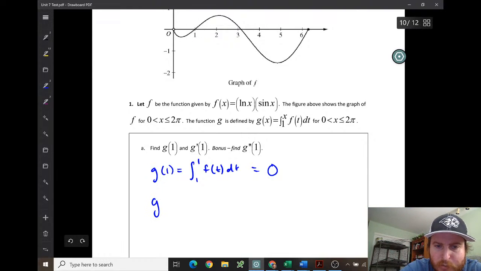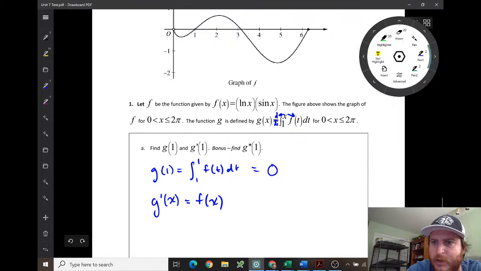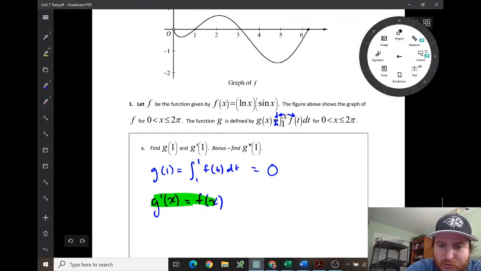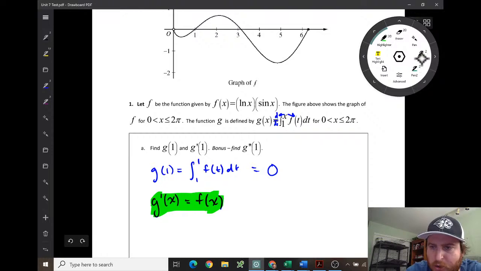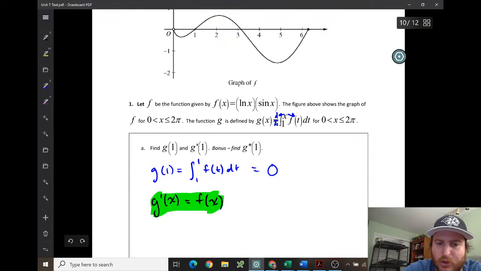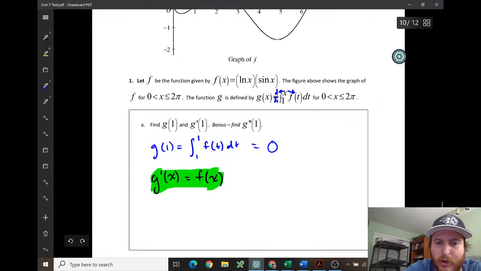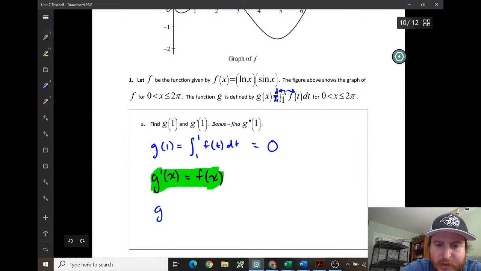To find g prime of 1, first we need to find g prime of x, right? Which would be f of x. This is very important. Like this line right there is always worth a point. If you didn't write that line, you're going to miss a point on this question. You need to show that work. You need to write that. So if you didn't write that, you lost a point. So make sure you add that to your corrections.